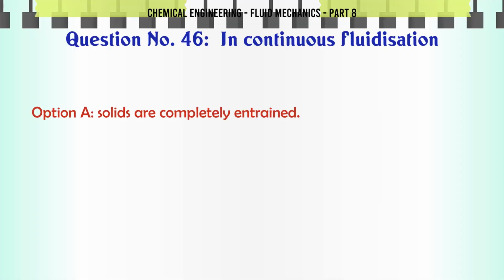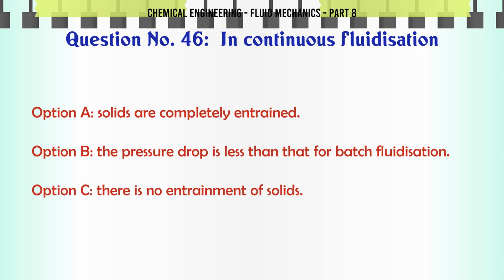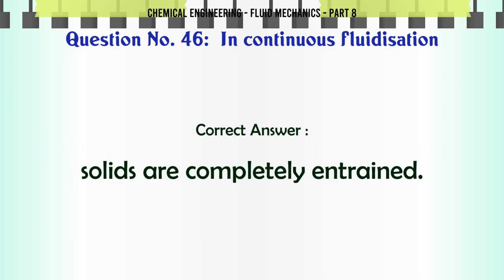In continuous fluidization, A. solids are completely entrained, B. the pressure drop is less than that for batch fluidization, C. there is no entrainment of solids, D. velocity of the fluid is very small. The correct answer is solids are completely entrained.